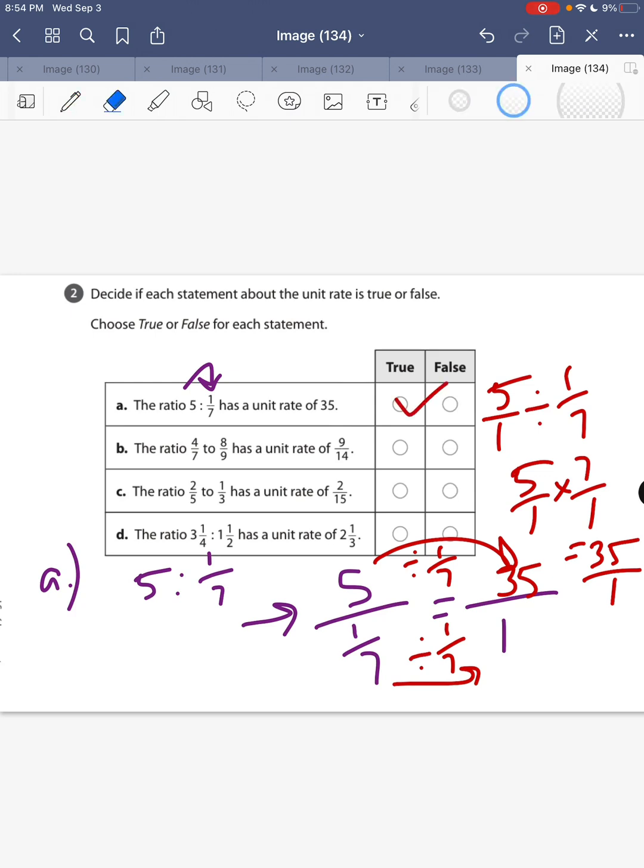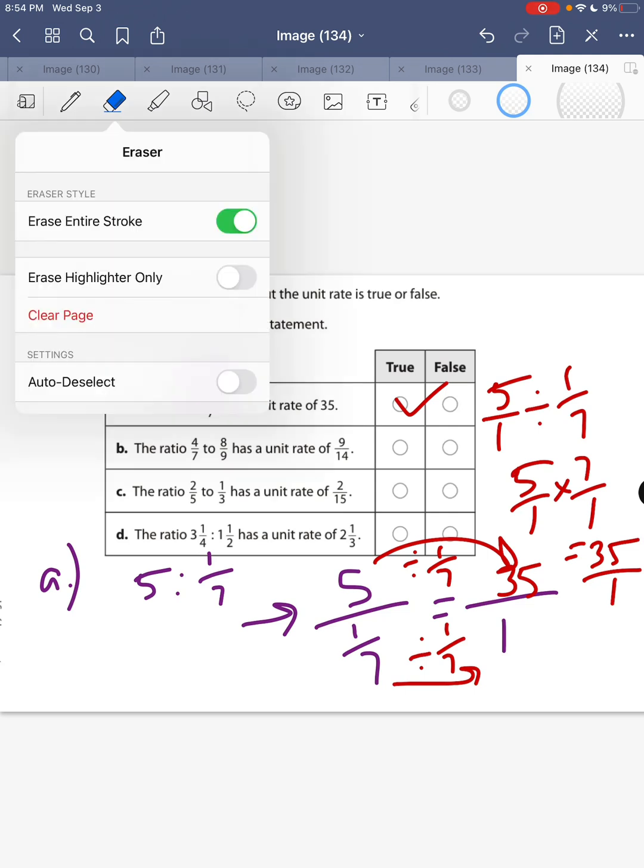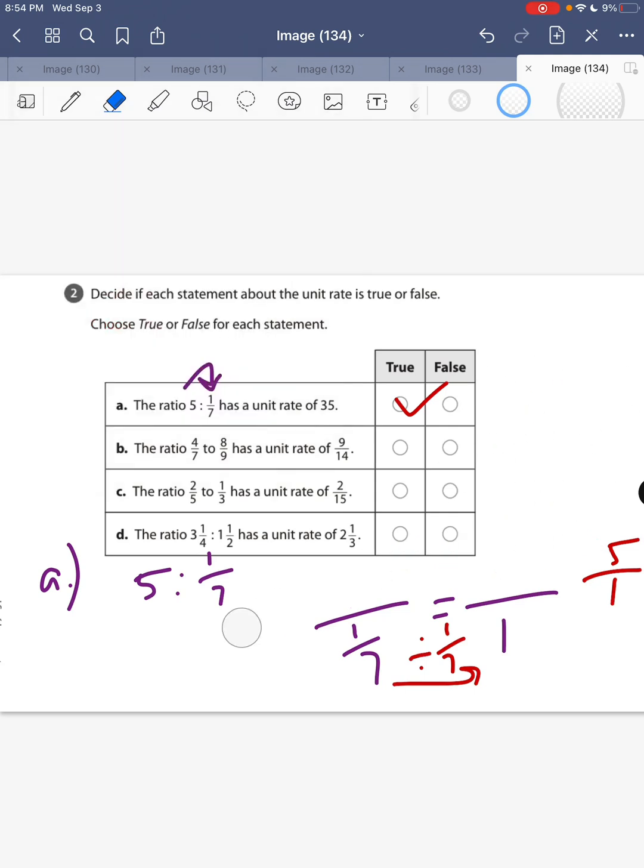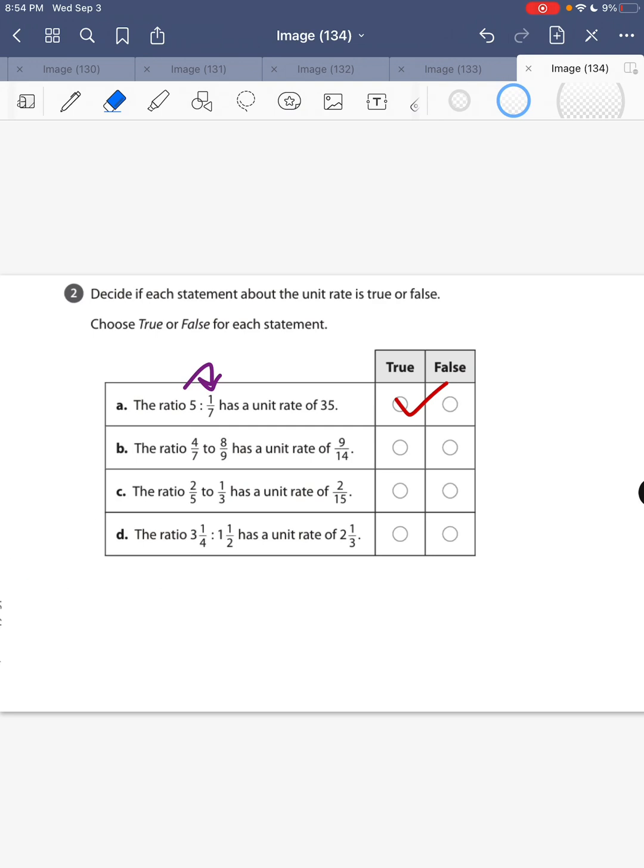For this specific problem, if it's saying the first number to the second number, we can actually just divide the first divided by the second. Only for this question, because they are saying, what is the ratio to this? 4/7 to 8/9. They're assuming that the second number is what you need to get to 1, so we can actually take the first number divided by the second number.